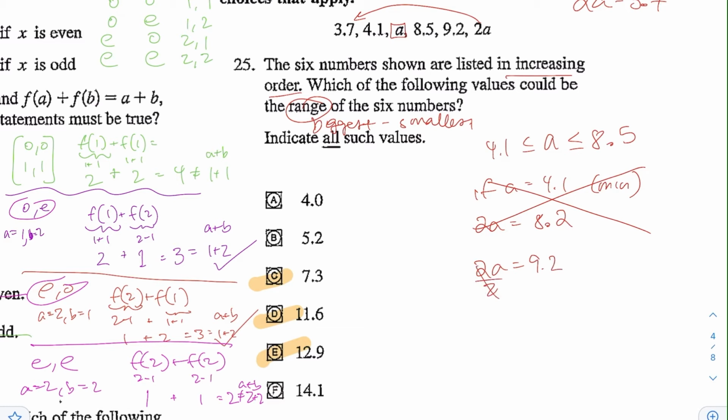So if you divide both sides by 2, you get that a has to be about 4.6. That's the smallest value. So if a is equal to 4.6, 2a would be 9.2. And then you can just do the range, 9.2 minus 3.7.